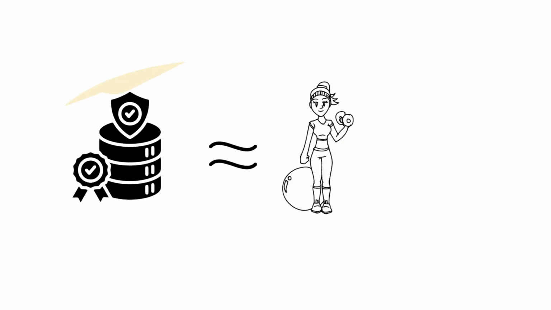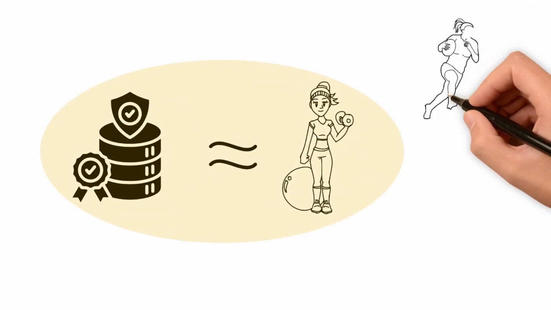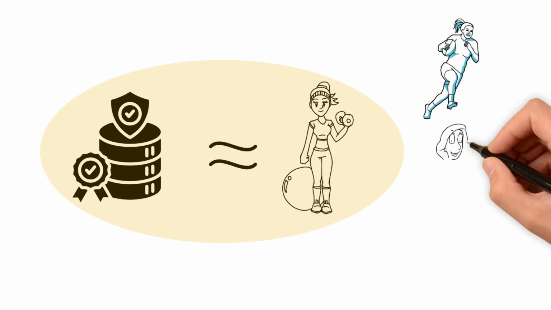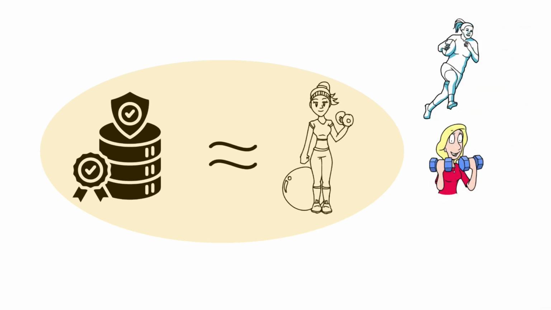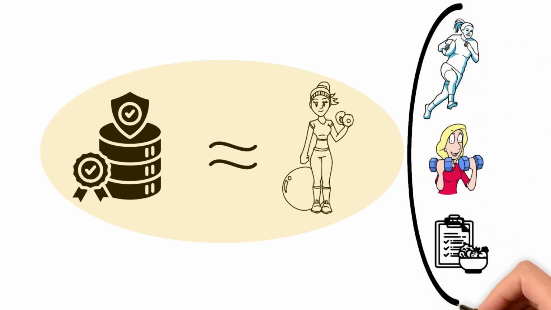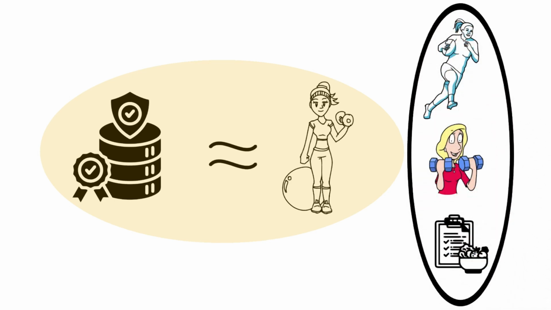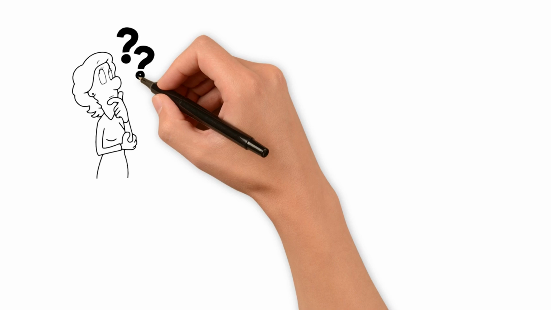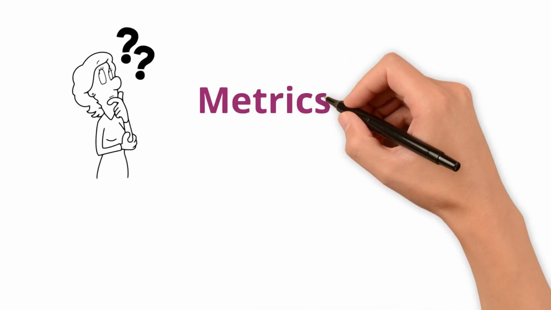To stay in shape, you focus on different areas like cardio to reduce body fat, strength training to tone your body, and a balanced diet for proper nutrition. These are your different focus areas, right, which you aim to achieve regularly. But how do you know if you're making progress with your fitness goals or not? That's where metrics come in.